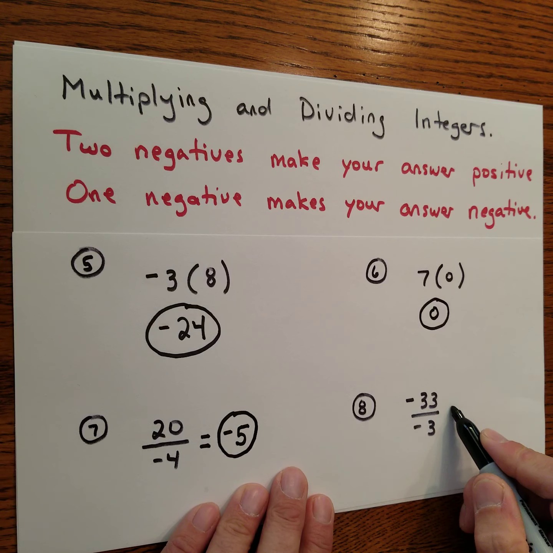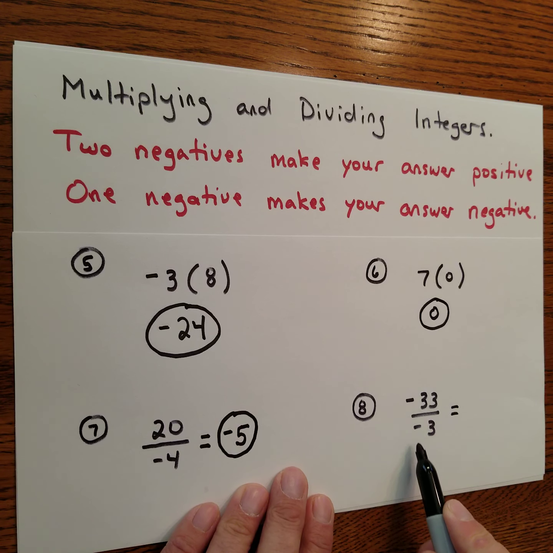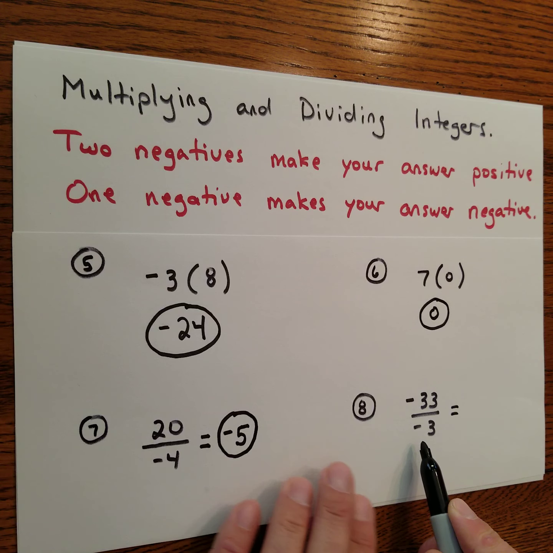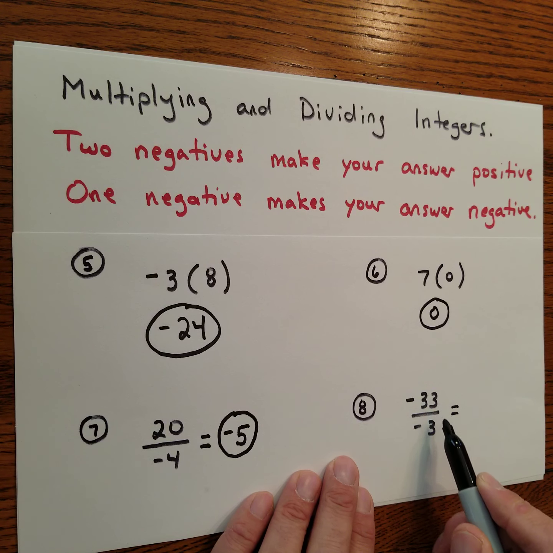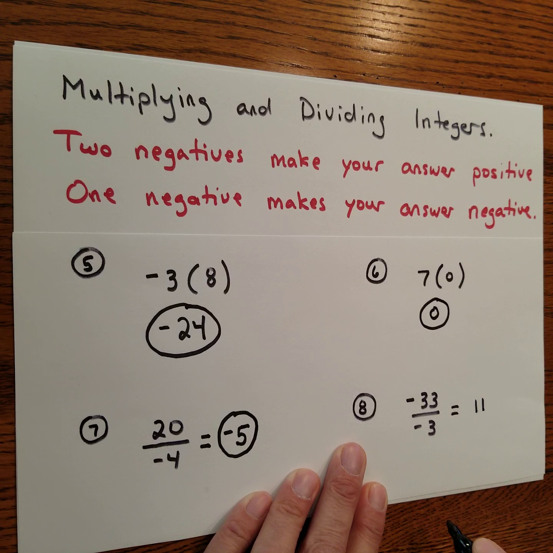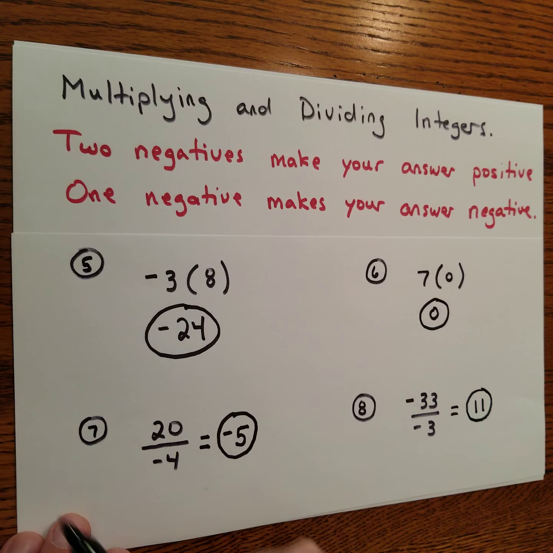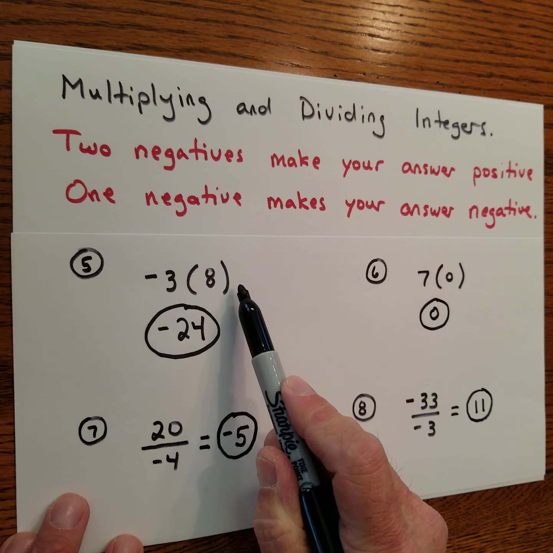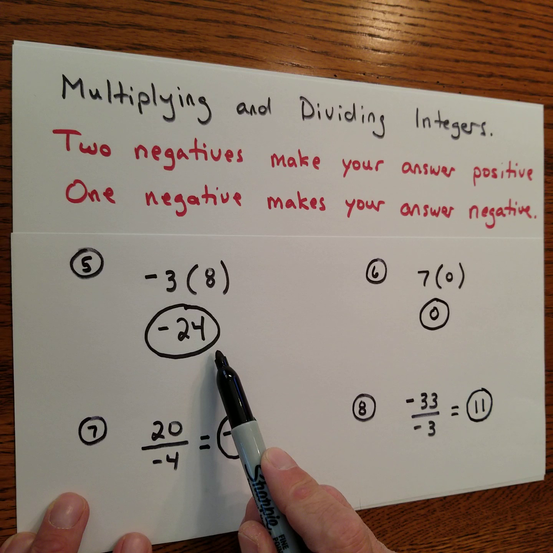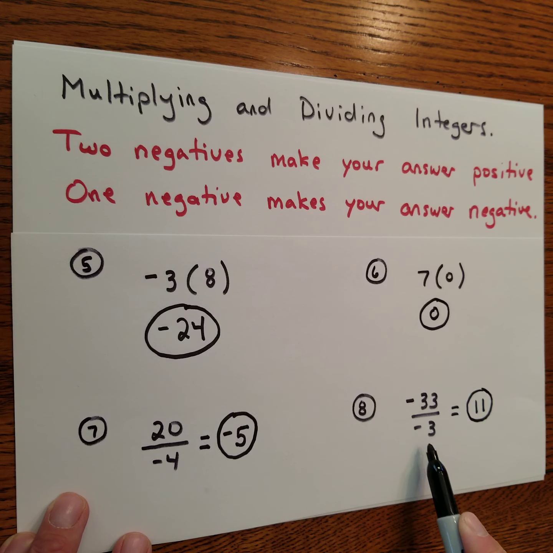In problem number 8, I'm dividing with two negatives. Two negatives makes a positive. 33 divided by 3 is 11, and when I divide with two negatives, my answer is positive. Keep showing your work just this way. Write the problem down, put the answer underneath it, or write the problem down and put the answer right next to it.